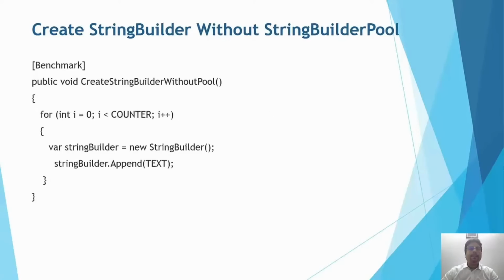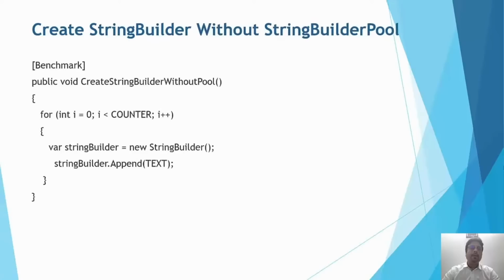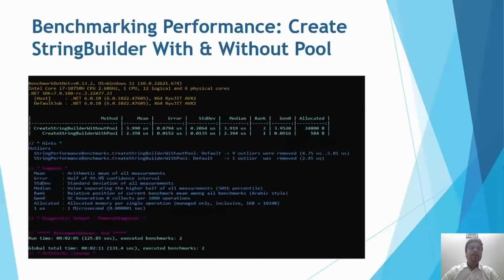In the next example, we are creating a StringBuilder instance again inside a loop. You see the counter variable here again, but this time we are not using the StringBuilder pool. We are creating an instance of a StringBuilder directly, and then appending a text. So in one case, we are creating a StringBuilder using StringBuilder pool, and in the other case we are creating a StringBuilder without using StringBuilder pool. When you see the performance difference, here is what you will see.